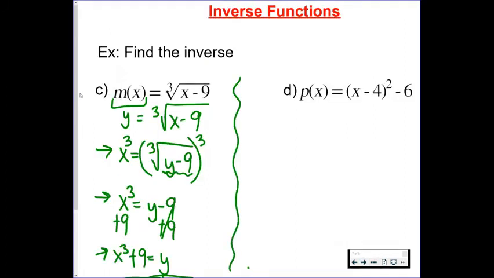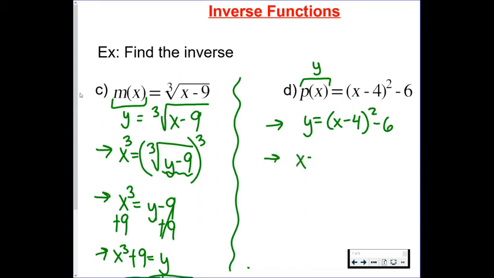Let's try one more example. I would pause the video here, see how you do just trying to find the inverse on your own. Then you can play the video back and check your work. Let's go ahead and check it though. Remember, p of x is function notation for y. So we have y equals x minus 4 squared minus 6.